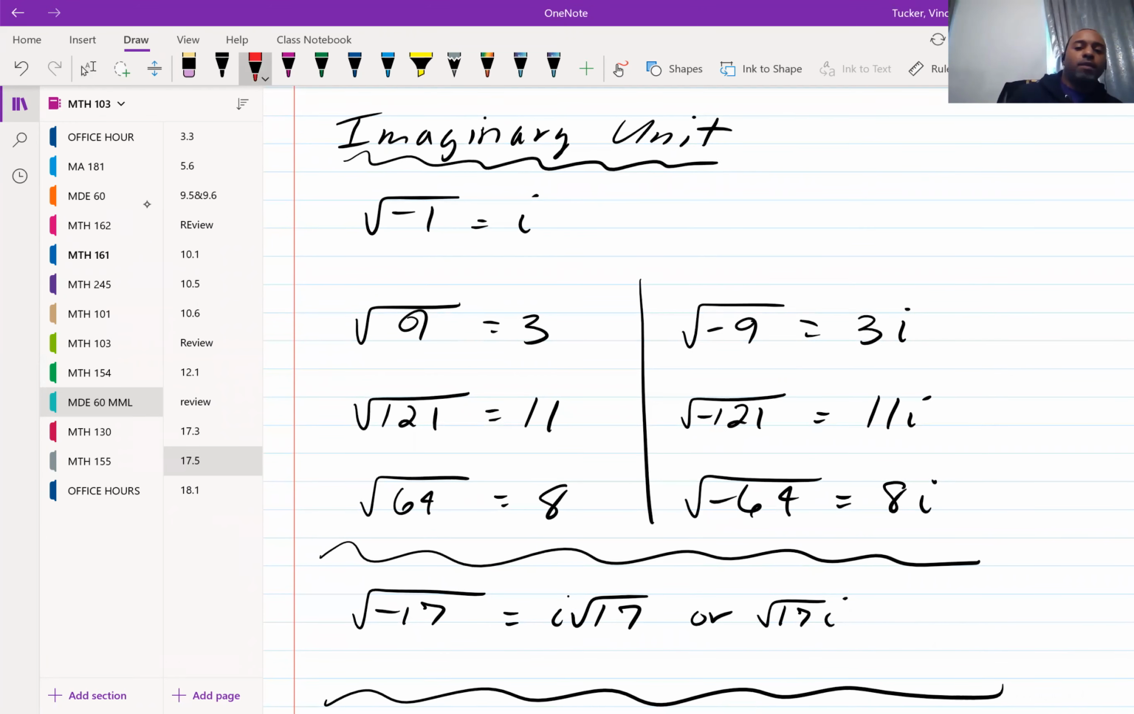All right. Even if you couldn't simplify the number any further, let's say we had a square root of 17. Well, 17 is a prime number, so I cannot take the square root of 17 evenly. But because it's a square root of -17, what I can do is bring the i out. And so that would be i square root of 17 or square root of 17i. I just got to make sure that the square root doesn't extend over the i when you do your notation. So either one of those is fine.